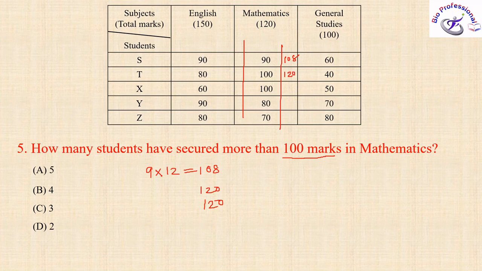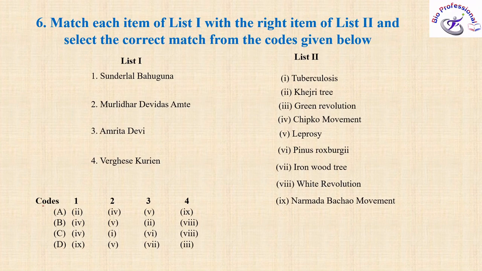Here it is 120, and it is 120. 12 into 8 is 96, and 7 into 12 is 84. So these will not be calculated because they are not more than 100. So 1, 2, 3, so 3 is the answer. Clear? Okay, next, match each item of list one with list two. I have to match.